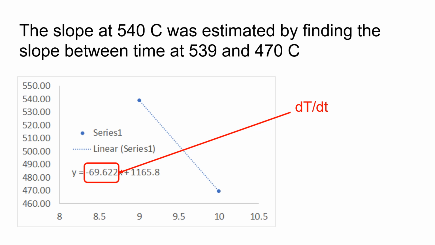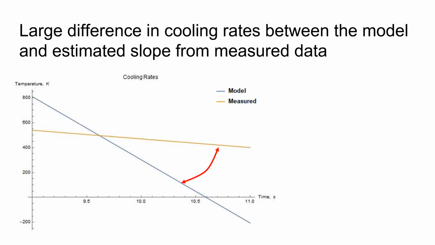This was found to be a better method to obtain an approximated cooling rate since the exponential and power law curve fits gave cooling rates around minus 45 degrees Celsius per second. When comparing the cooling rates between our model and the measured data, we can see that there is a significant amount of difference between what we obtained with our model and what we obtained with our measured data.